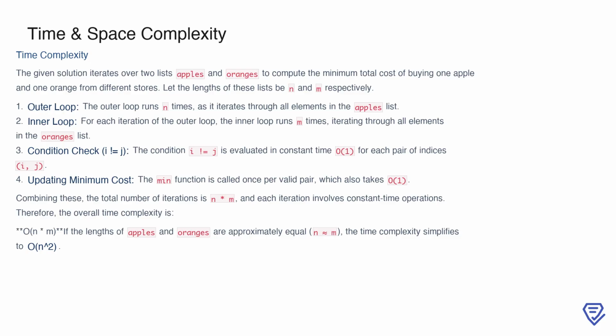Additionally, we use the min function to update the minimum cost, which also operates in constant time. Since the nested loops result in n*m iterations and each iteration involves constant time operations, the overall time complexity of this solution is n*m. If n and m are approximately equal, the time complexity simplifies further to n squared.